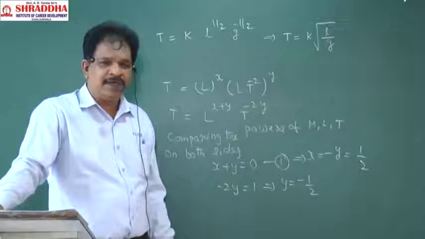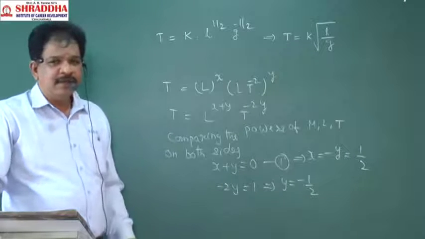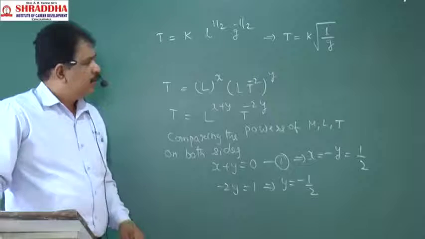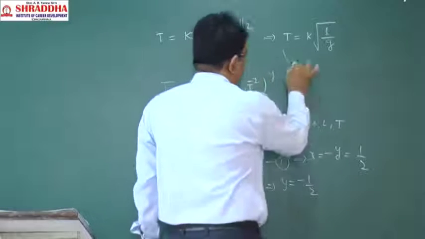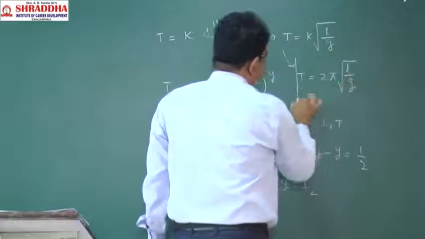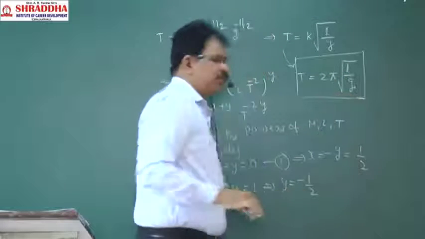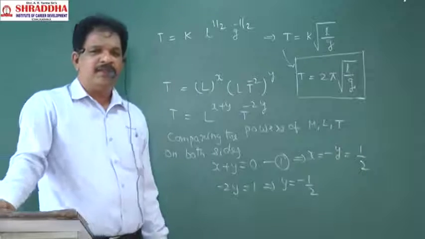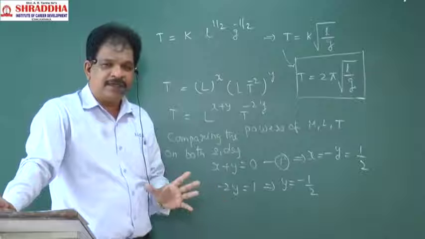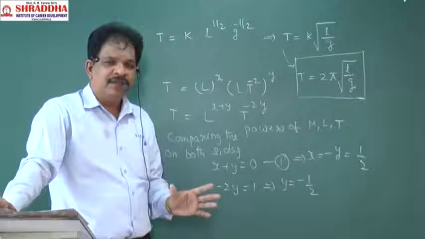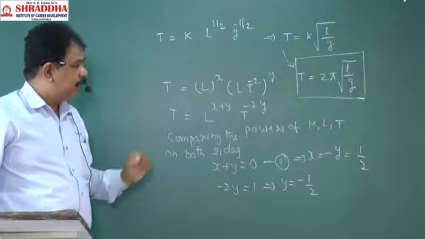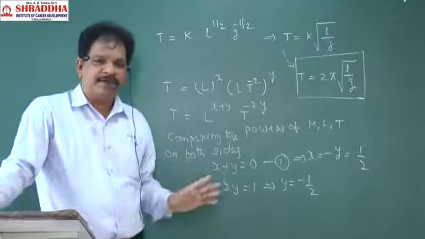The proportionality constant value, that we can't derive using dimensional analysis. So practically we measured, we got K is equal to 2 pi. So time period is equal to 2 pi root L by g. Like that we will derive the equation. So the relation between the physical quantities, we can derive using dimensional analysis. Are my points understandable?